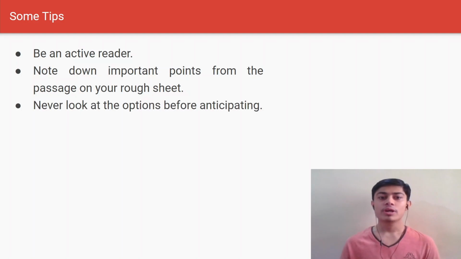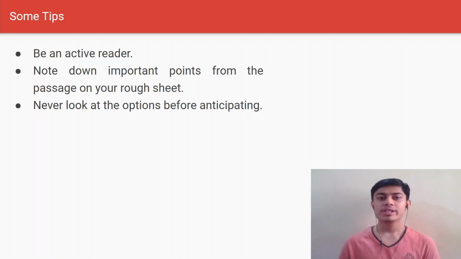Next is never look at the options before anticipating. The GRE frames the questions and the options in such a way so as to confuse you. If you look at the options without anticipating the answer, then you are dead. It is very difficult to predict the answer once you look at the options, because the options will be almost similar and you will feel as if all the options are correct.